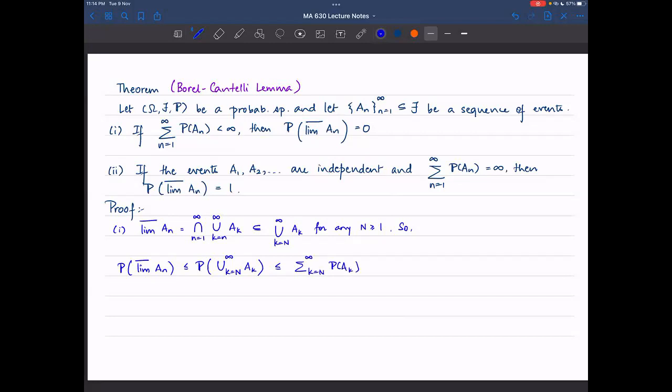And now I claim that this thing goes to 0 as capital N goes to infinity. Let's see why this is true. Why? Here's why.